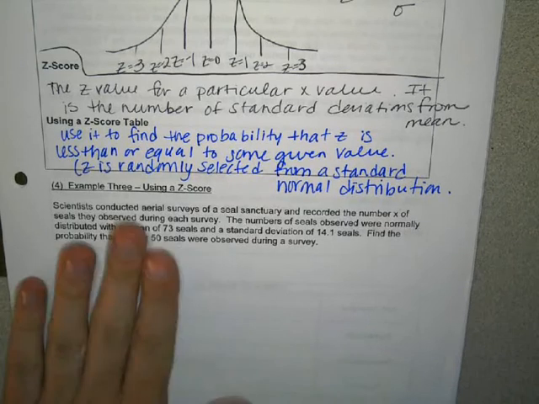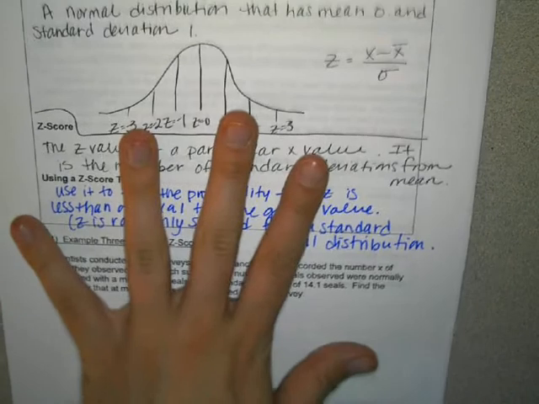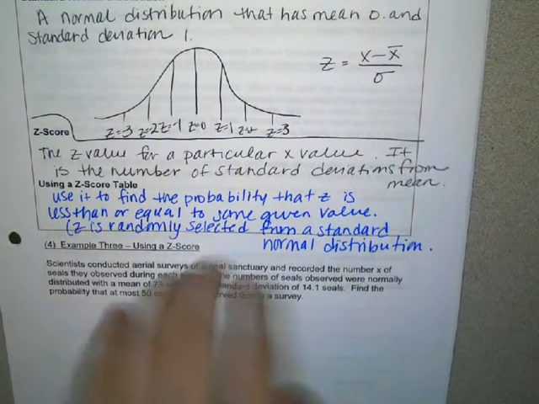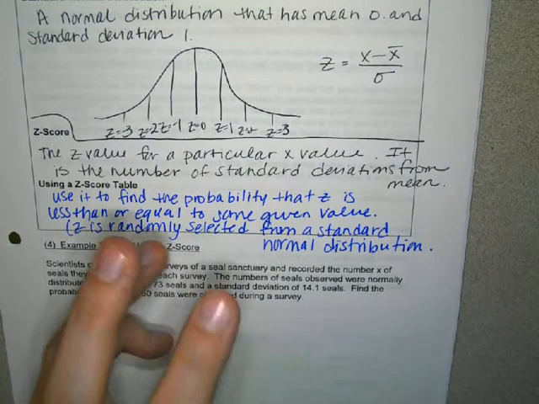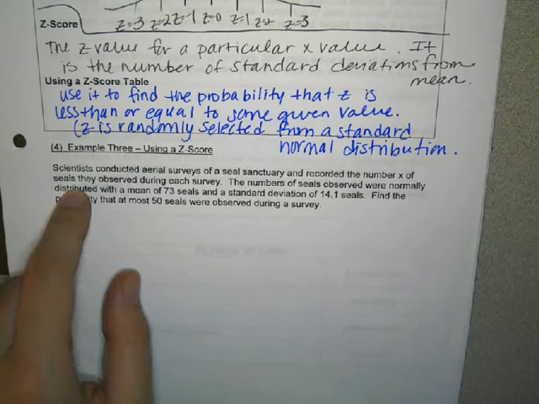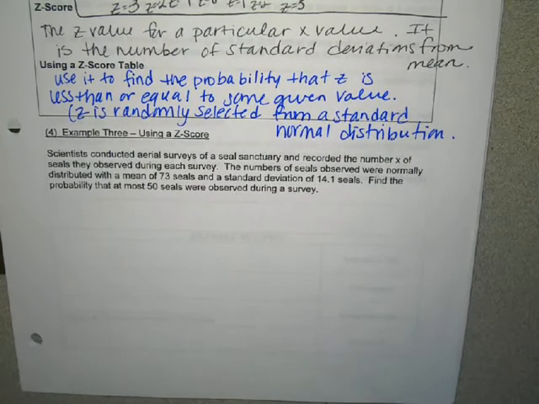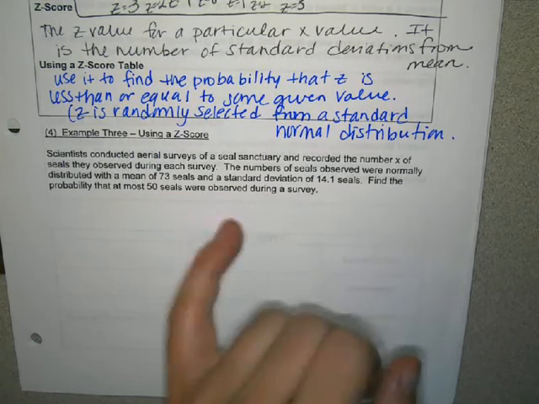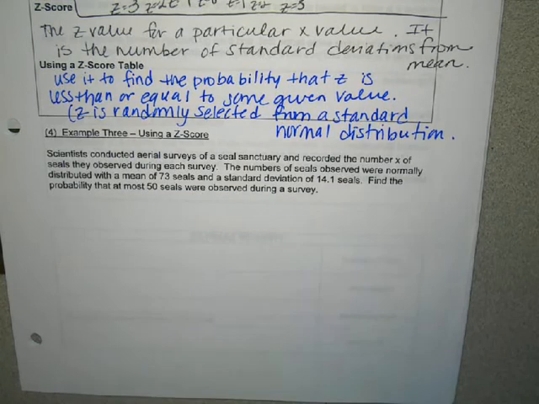Alright, let's look at an example. Again, this standard normal distribution is not hard at all. It's just knowing how to read the table and what they're actually asking you for when they give you a z-score. For example 3, scientists conducted aerial surveys of a seal sanctuary and recorded the number x of seals they observed during each survey. The number of seals observed were normally distributed with a mean of 73 and a standard deviation of 14.1. Find the probability that at most 50 seals were observed during a survey.